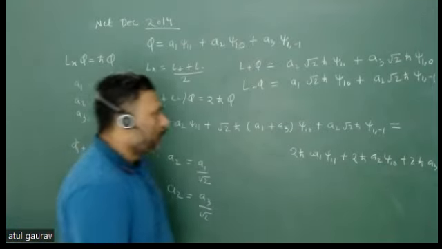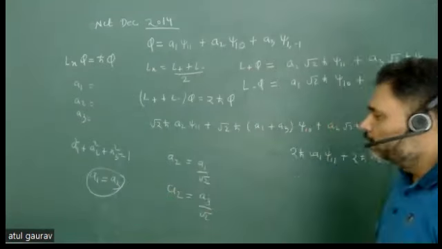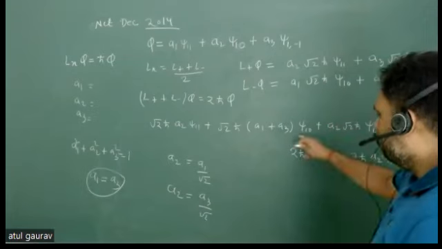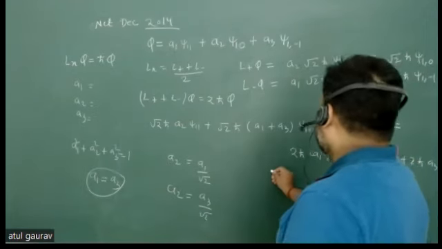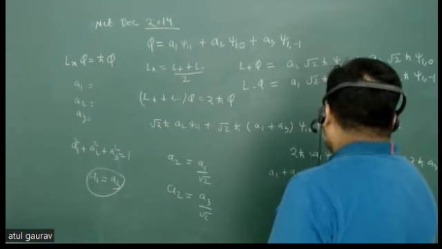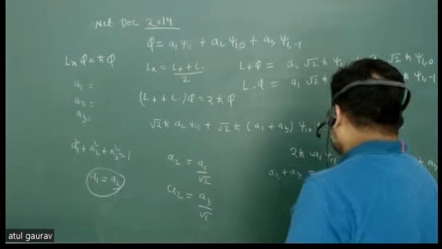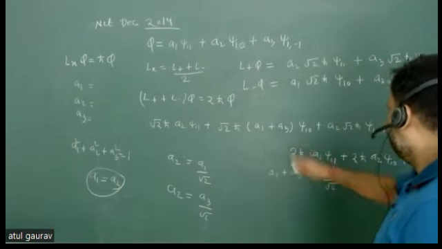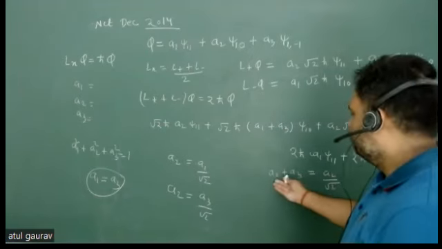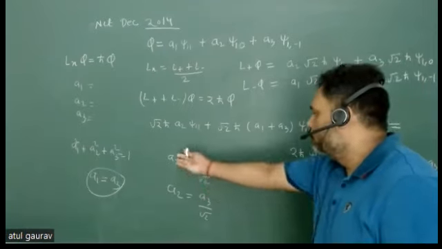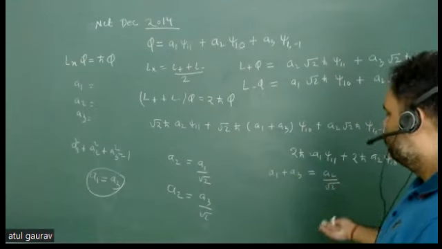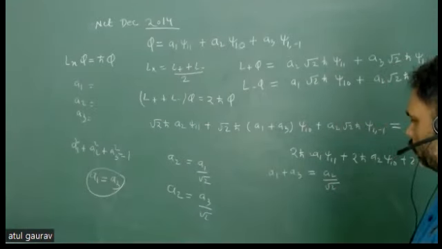We got the first one. A1 is equal to A3 we can get from there. And what will be the next one? The next one is A1 plus A3 is equal to A2 by root 2, isn't it? So now we can easily write A1 as root 2 times A2, A3 as root 2 times A2, you can easily get this particular value.